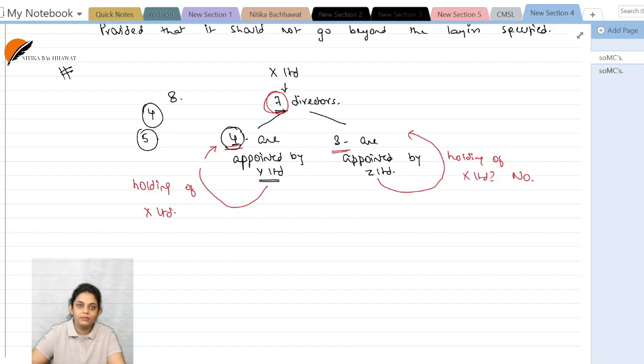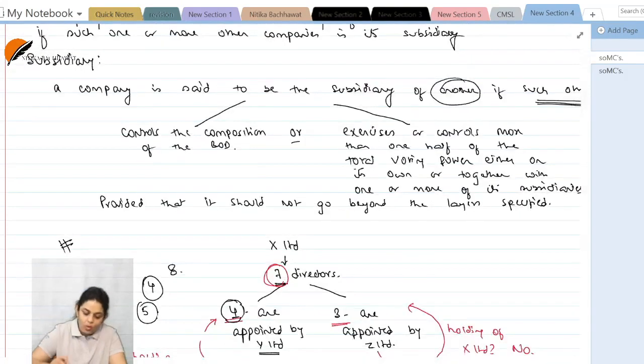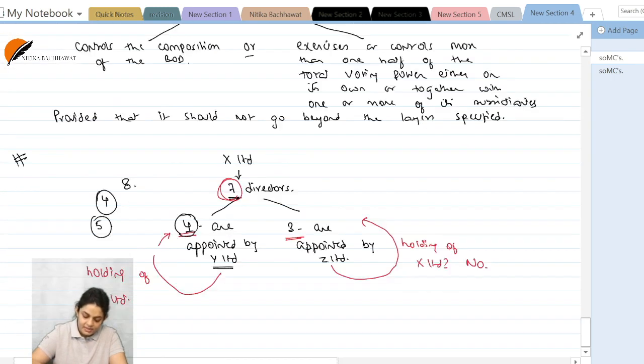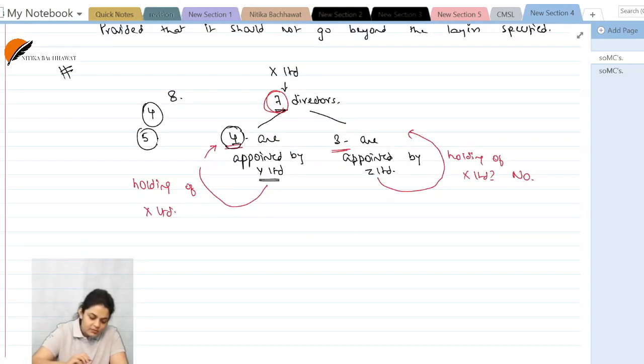board of directors. So, I repeat again, what is control the composition of the board of directors? The right to appoint or remove the majority of the directors. And when one company has a right to appoint or remove the majority of the directors in another company, that company controls the composition of the board of directors. I hope it's clear to everyone. Yes? Then, let's move to the next part.